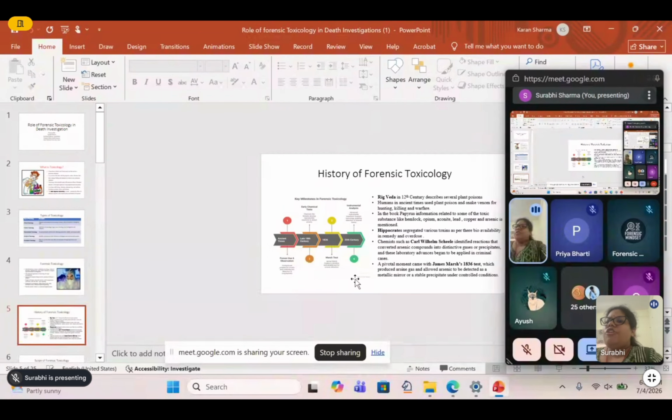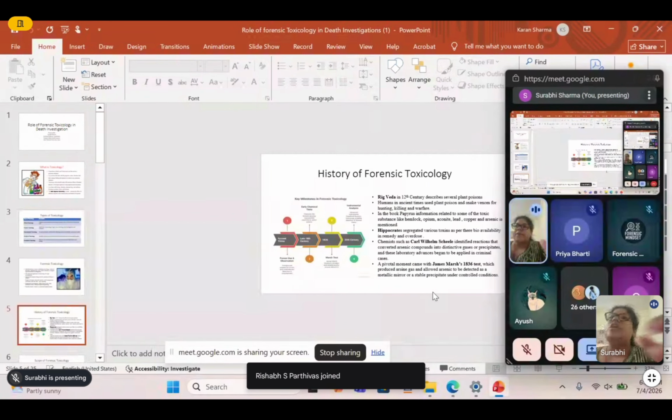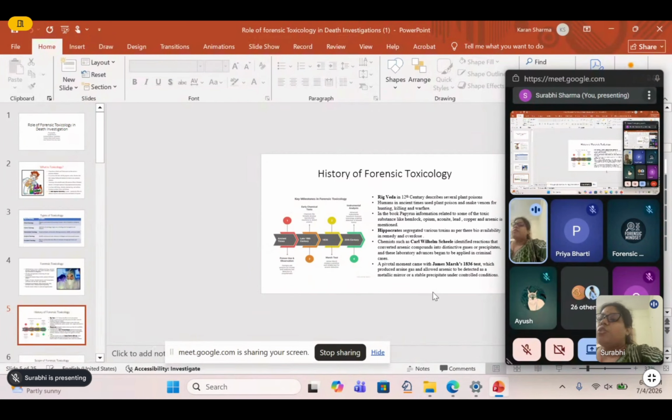Then coming to the history of forensic toxicology, forensic toxicology is one of the sciences which comes from the Rig Veda century, that was the 12th century itself. We know about many plant poisons, like one poison is akada. We know akada is a poison that we even use for worship also. We know one poison that was dhatura.